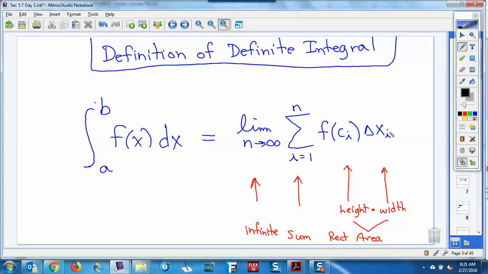Smaller and smaller and smaller, and as you go to an infinite number of rectangles, you end up with zero width. Right? And you get the exact area. That's only true if you're doing equal width rectangles. Remember that picture I did yesterday where they were unequal width?